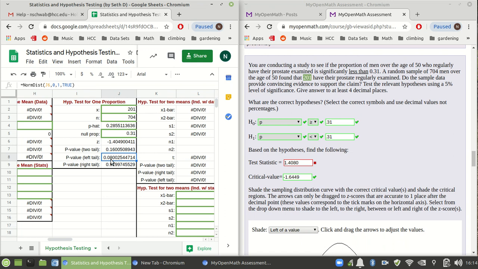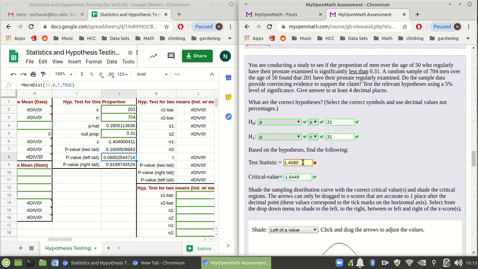So 0.08 is bigger than the alpha that we're going to use, so we're going to fail to reject. Right? We're going to say that about 31% of men do get their prostate examined. That's fine. Even though in our sample we got about 29%, it's close enough to 31% to be fine.